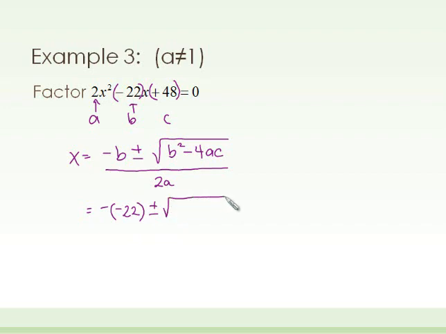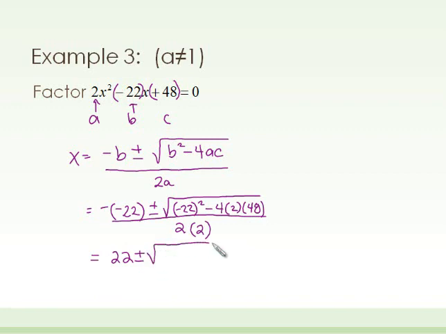We take the square root of b squared, so negative 22 squared, minus 4 times a times c. A is 2, c is 48. So we're going to take all of this and we're going to divide it by 2 times a. So a is 2, so 2 times 2. So let's go ahead and work this through. Here we have a negative and a negative 22. So this turns into a positive 22, plus or minus.